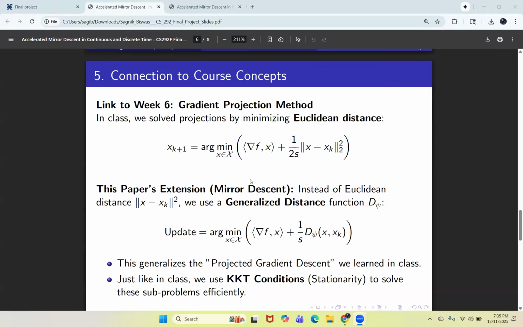The mirror step is simply a projection where we replace the Euclidean norm with a generalized distance function. That's called the Bregman divergence. And just like in class, the authors use KKT stationary conditions to solve these subproblems efficiently. So mirror descent is really just projected gradient descent adapted for curved geometry.